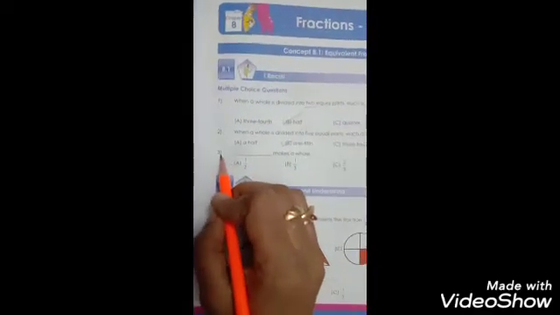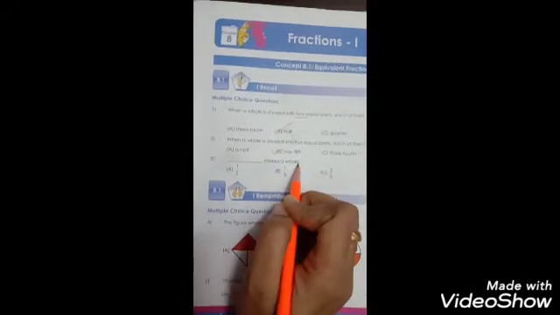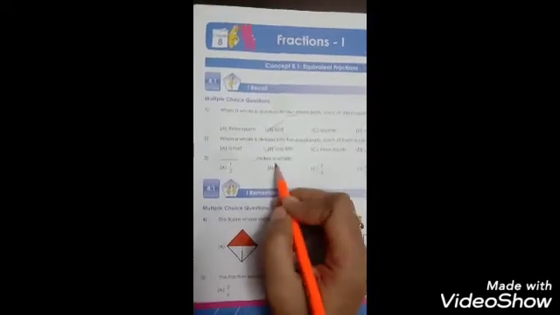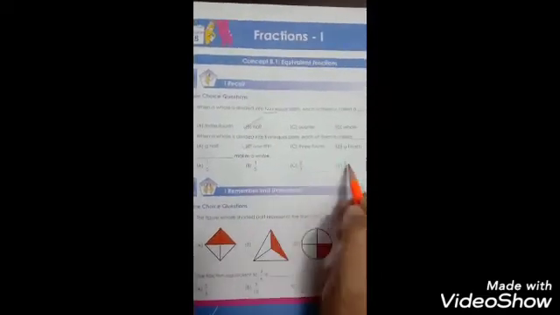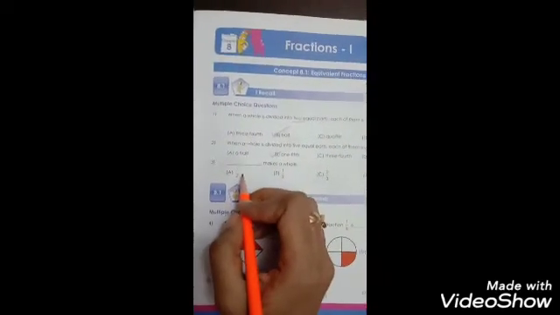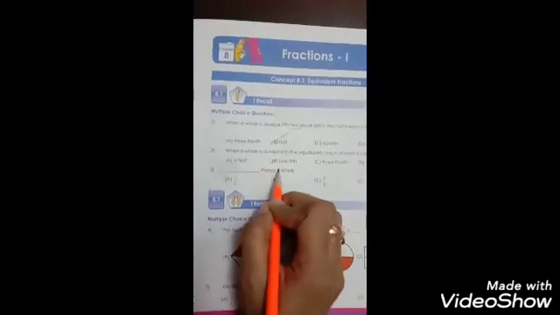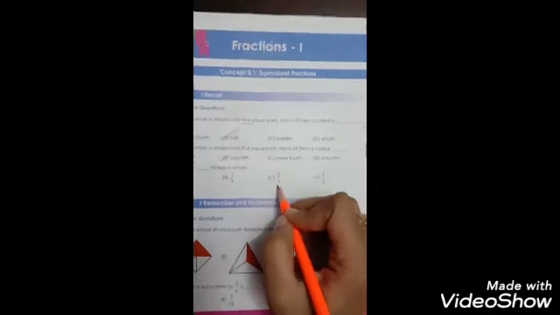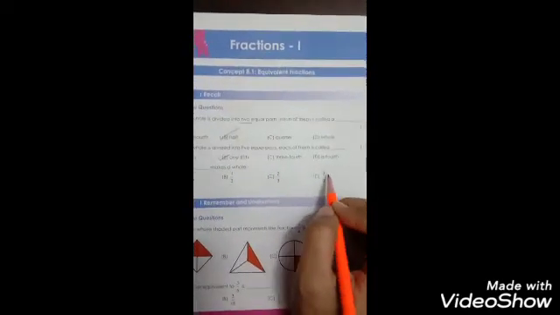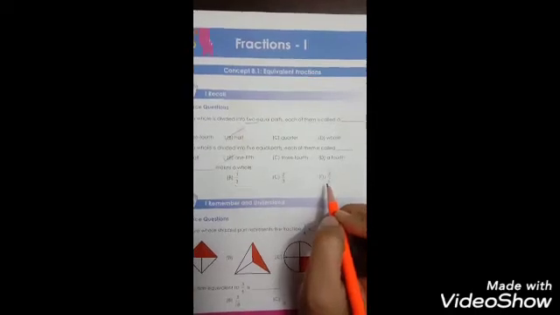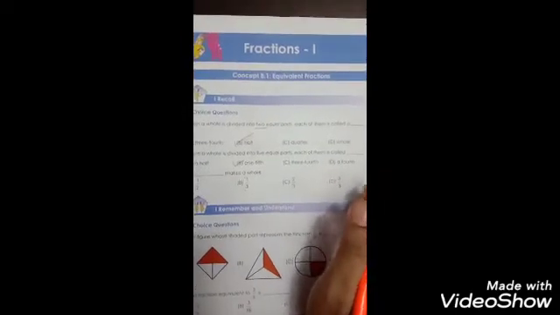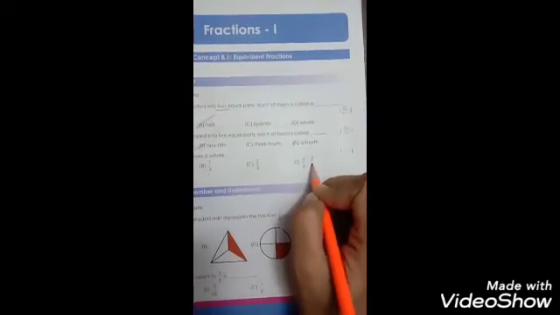Next, 3: this makes a whole. What makes a whole? Options are 1 by 2, 1 by 3, 2 by 3, 3 by 3. Which one is correct? Does 1 by 2 make a whole? No. 1 by 3? No. 2 by 3? No. 3 by 3? That means the total is divided into 3 parts and out of 3, all 3 are taken. So 3 by 3 means 1, that is whole. So the correct answer is D.